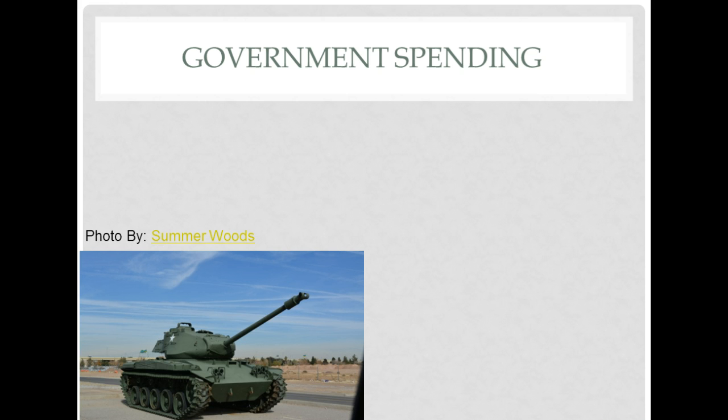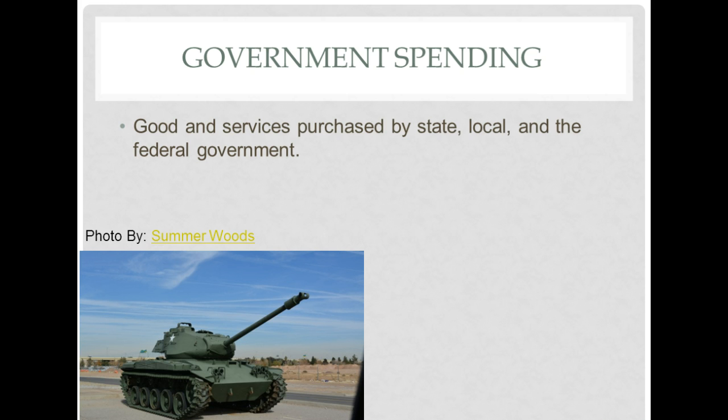Okay, the third category is pretty straightforward, government spending. And the definition couldn't be simpler, right? Anything the government spends on goods and services, whether it be state, local, or federal government. So they could be purchasing a tank, they could be purchasing toilet paper for their bathrooms. Whatever they spend is counted in the GDP. And it's such a large chunk of our economy, we just simply wanted to separate it from regular old consumption.